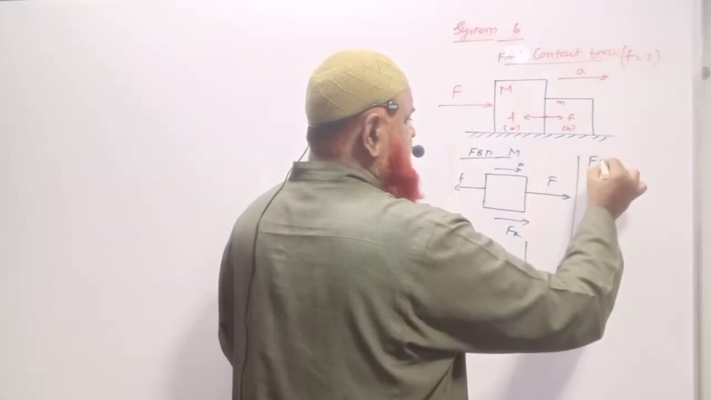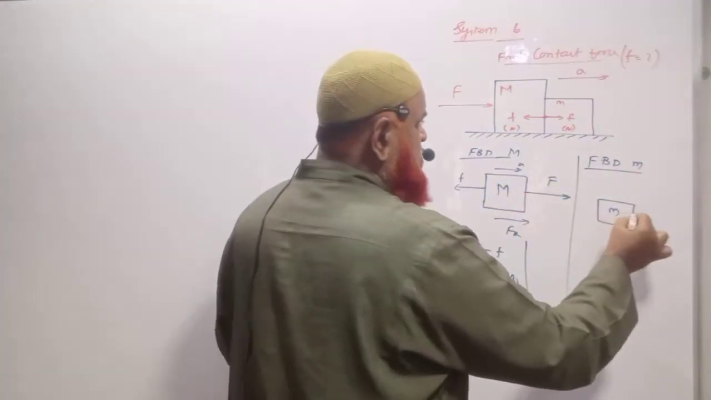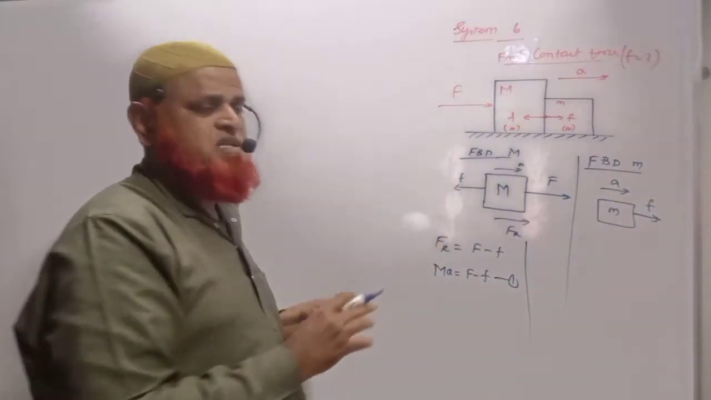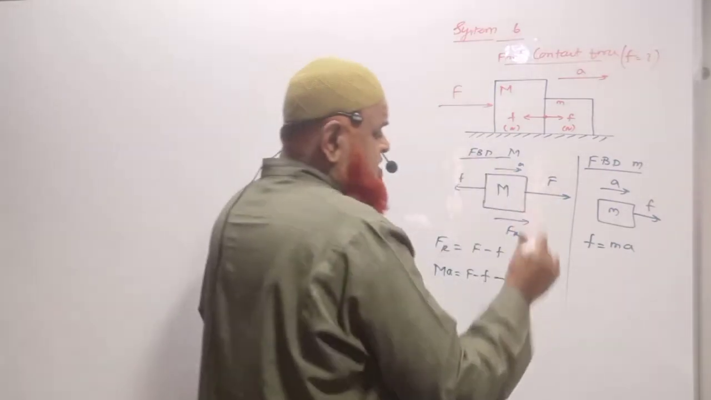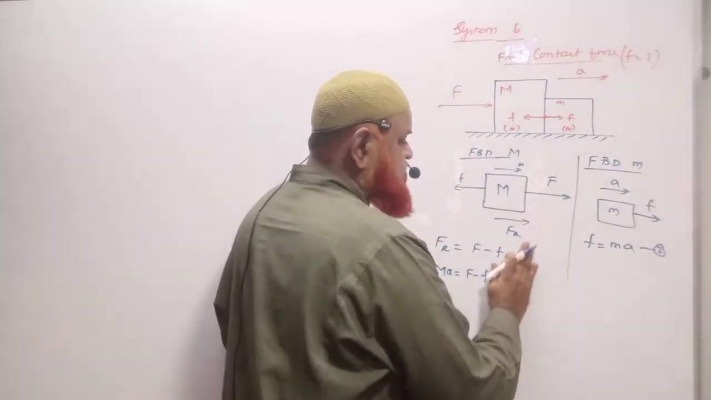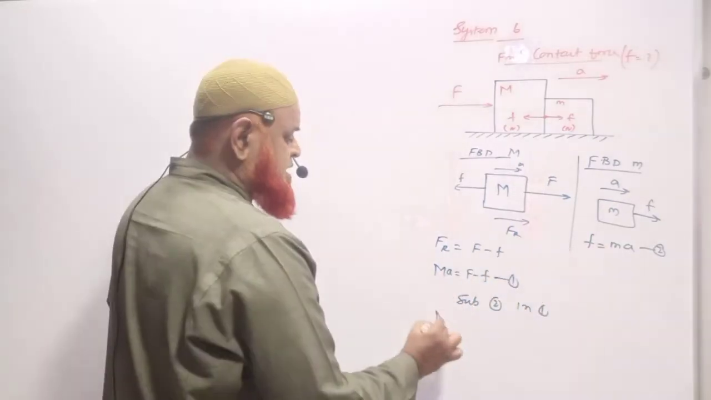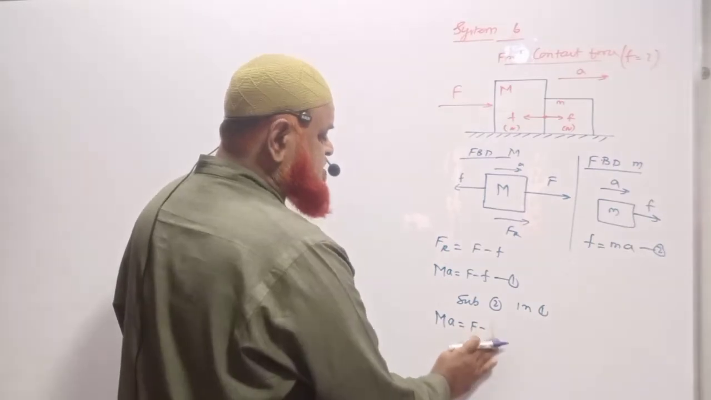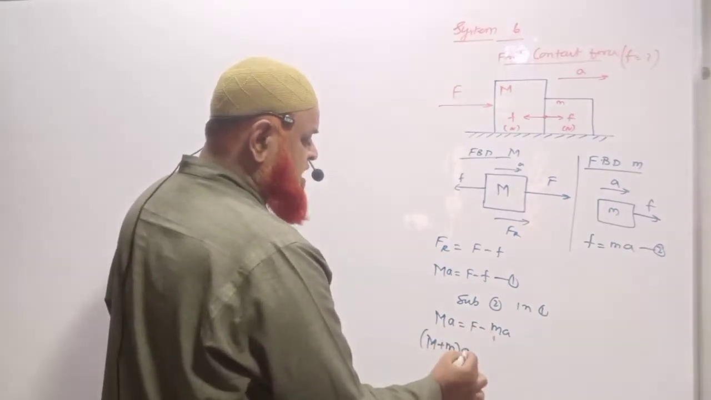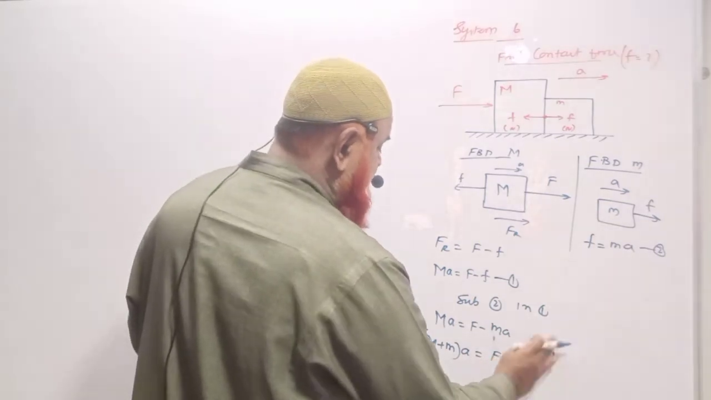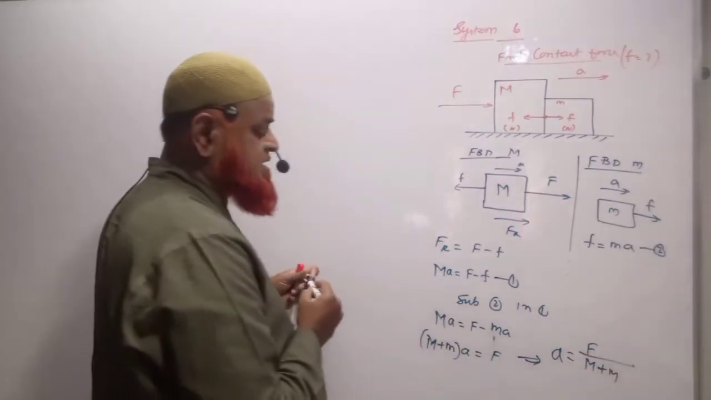Now let us take a free body diagram for mass small m. How many forces are acting on this mass small m? Only one force is acting, to the right side, because of which the block is moving right with an acceleration small a. Then you write small f is equal to m into small a. This is equation number 2. Substituting 2 in 1, capital M into A is equal to capital F minus small f, and small f means m into A. If you take capital M plus small m common, A will be left, equal to F. This implies the acceleration of the system is capital F by (capital M plus small m).